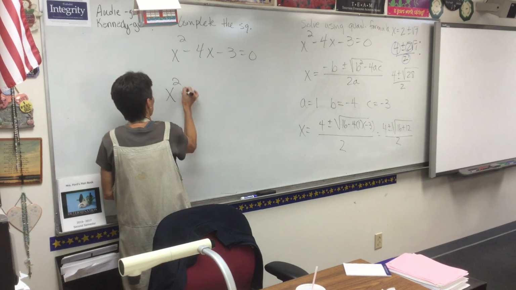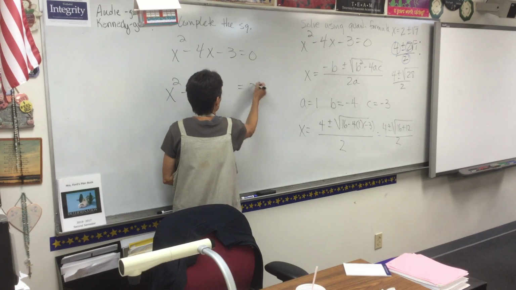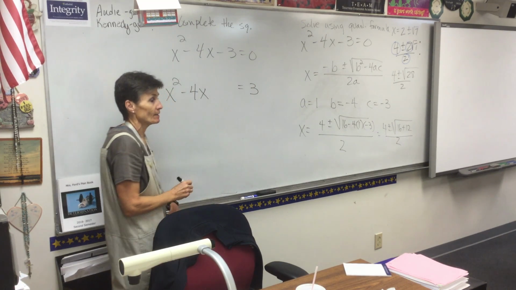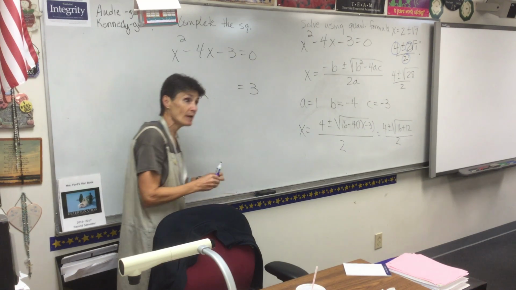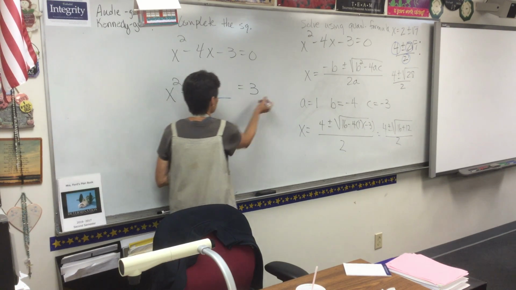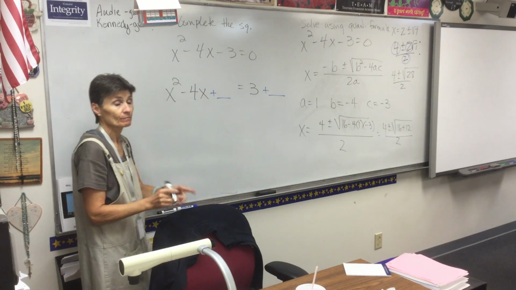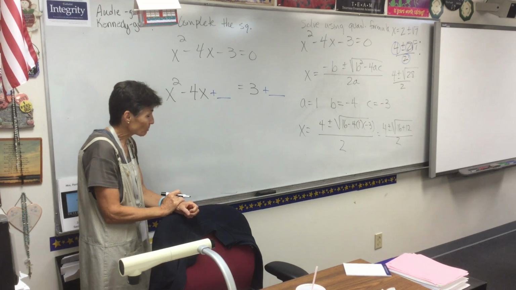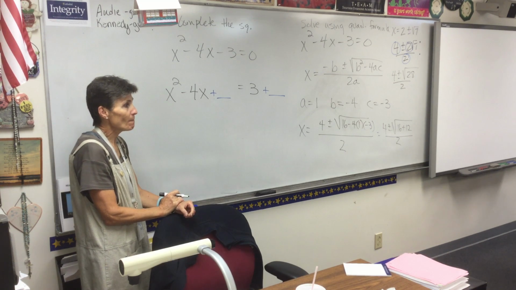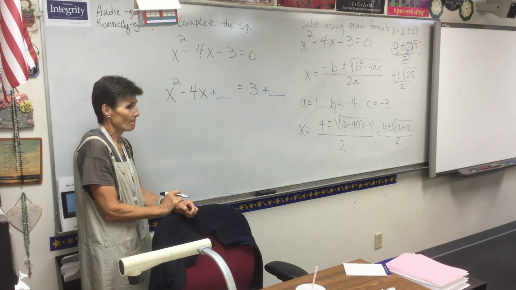So, completing the square. Anybody remember step 1? Take the 3 to the other side. Leave the gap, because you know what you're going to do now. You're going to figure out a number that you're going to add to both sides. That's how we complete the square. That's the process. Who remembers how we find the number that goes on both sides?